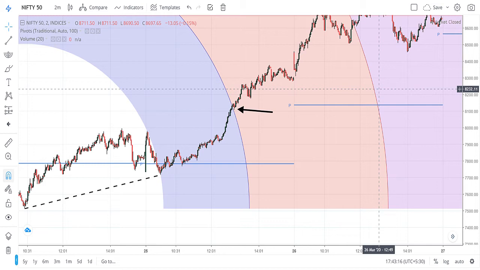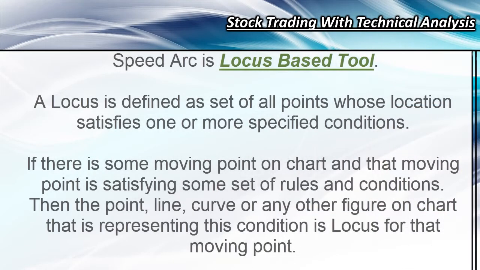Now, an important question to ask is on what basis the Speed Arc tool works. First of all, Speed Arc is a locus based tool. All locus based tools provide a geometric type of analysis. A locus is defined as the set of all points whose location satisfies one or more specified conditions. In other words, if there is some moving point on the chart and that moving point is satisfying some set of rules and conditions, then the point, line, curve or any other figure on the chart that is representing this condition is the locus for that moving point.